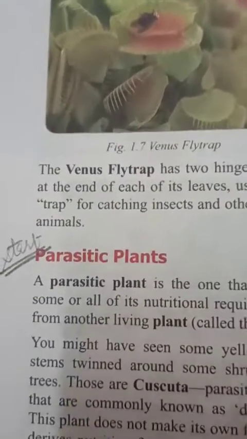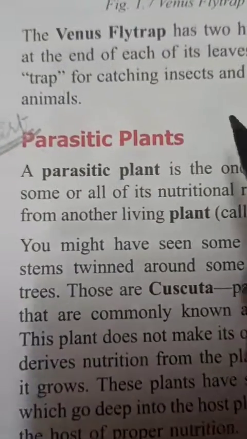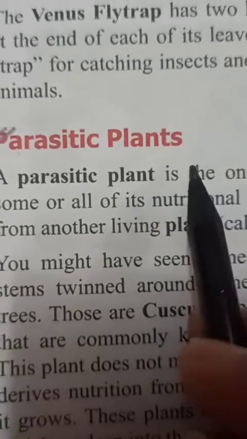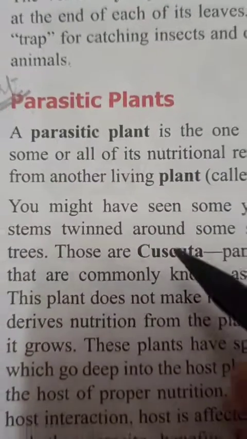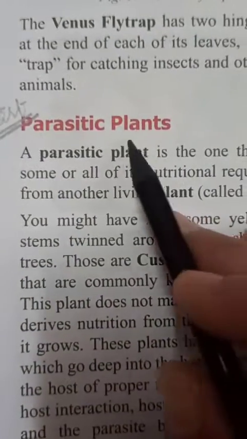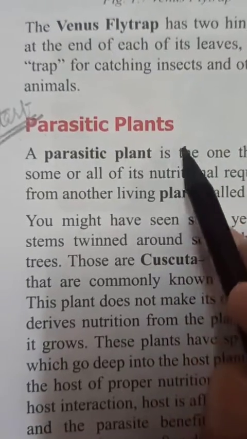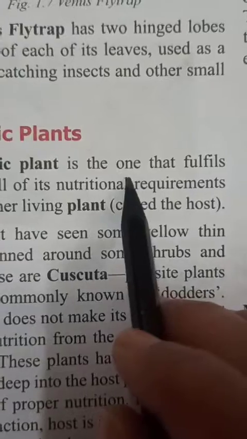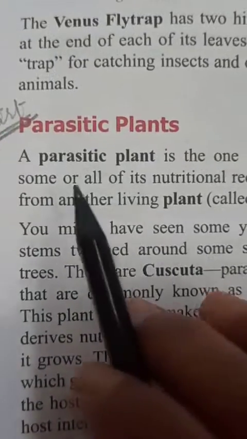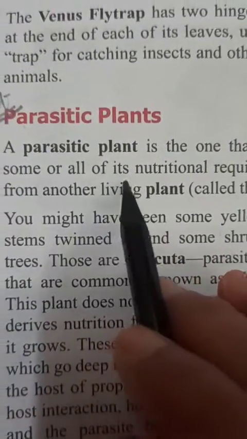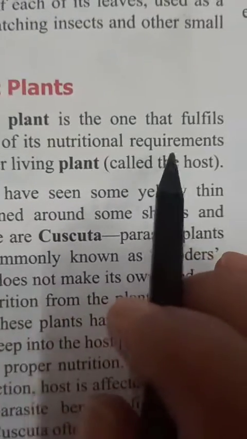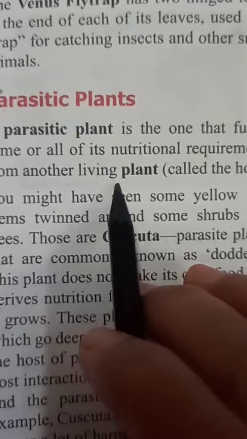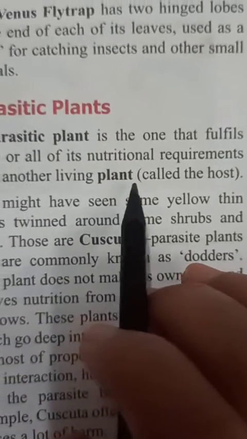So children, the next topic is parasitic plants, which today we study in detail. So what are parasites? Children, a parasitic plant is one that fulfills some or all of its nutritional requirements from another living plant.